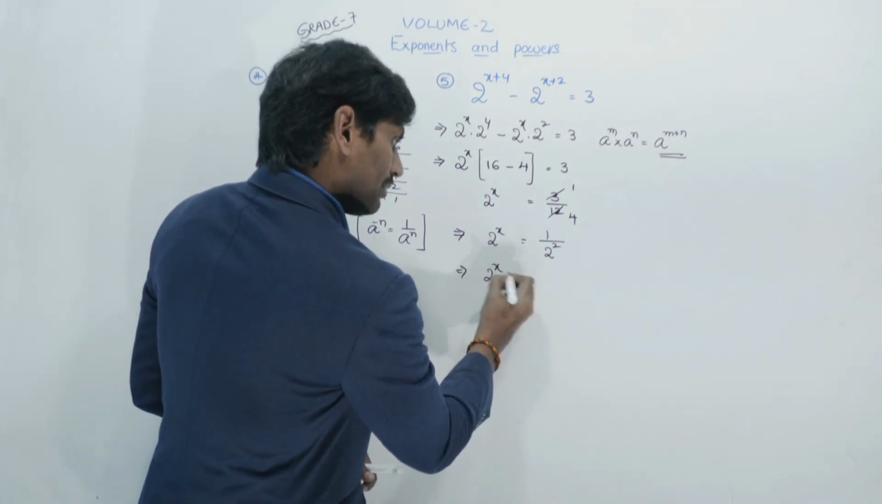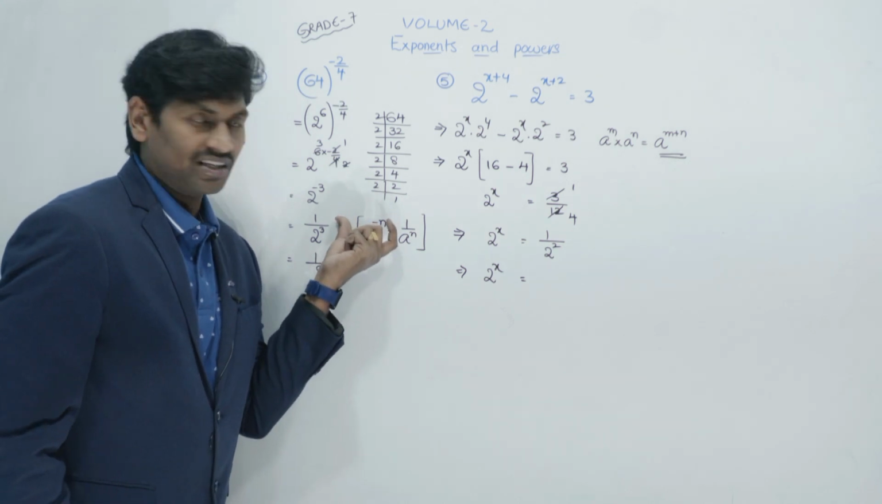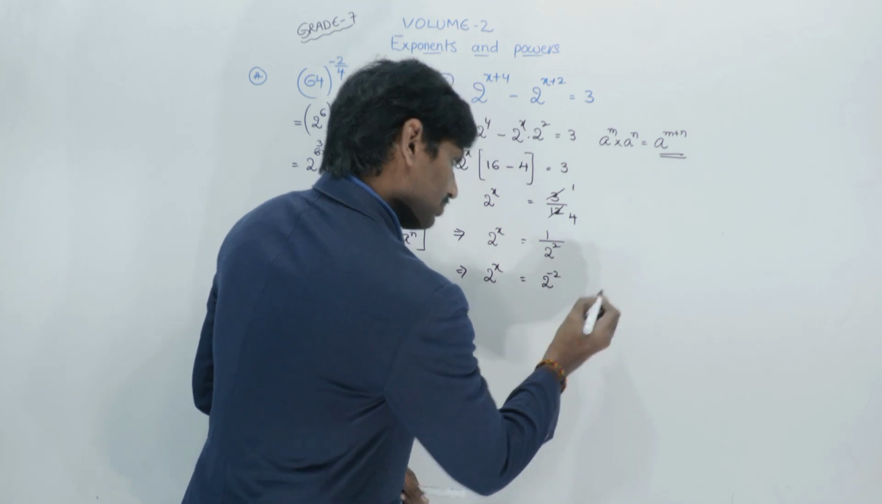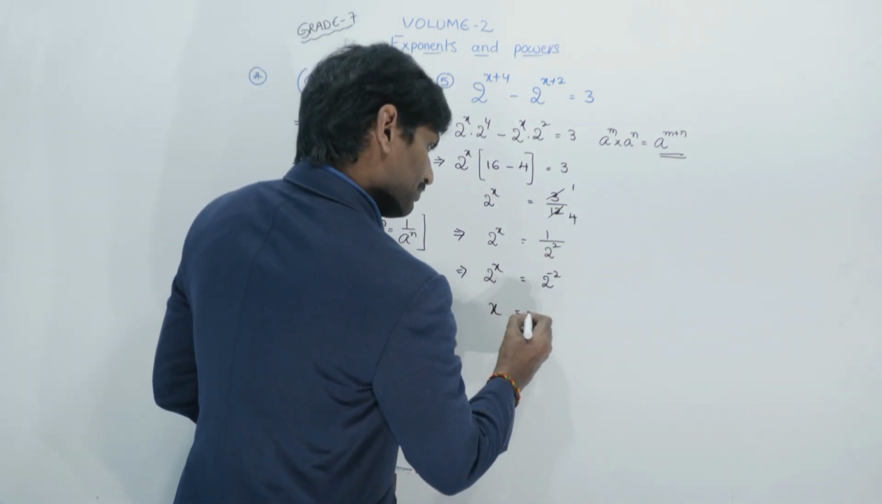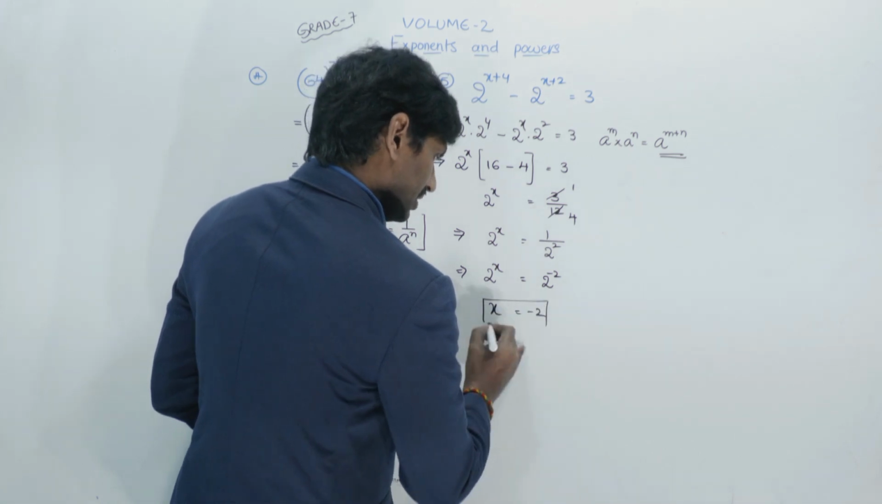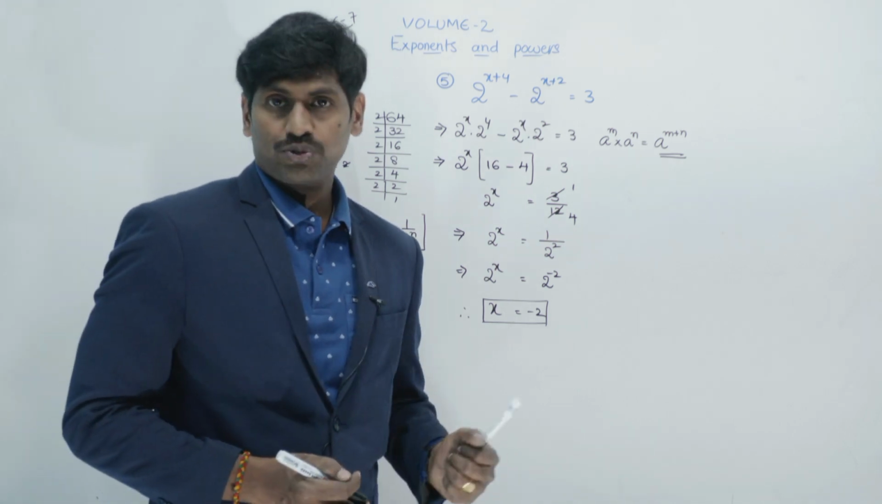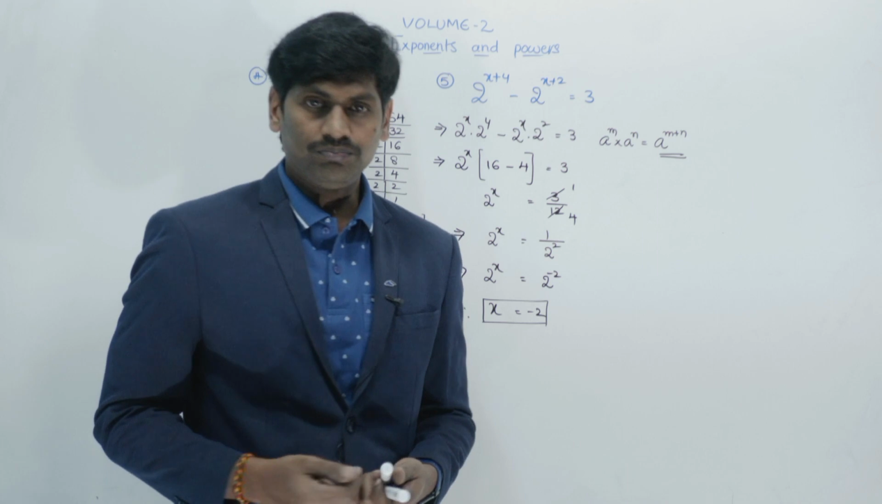So while you observe the previous problem, 1 by a power n is nothing but a power minus n. In the same way, 1 by 2 square we can write as 2 power minus 2. If the bases are equal, we can equate the exponents. So from that law of exponents we can write x value is minus 2. Okay, right. So let us go to the next problem.